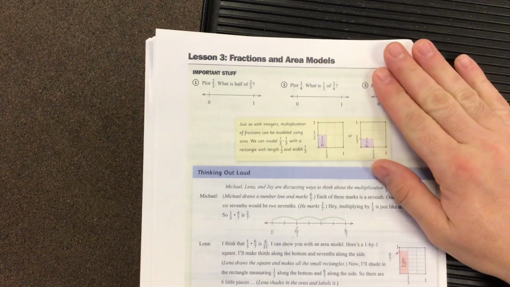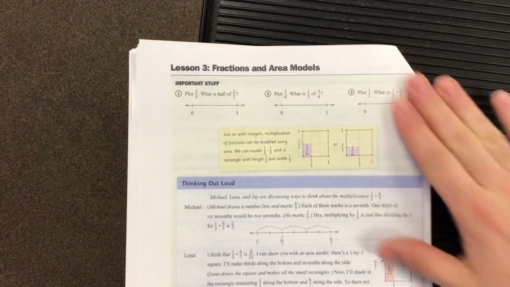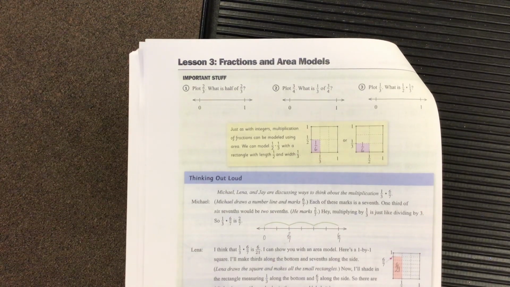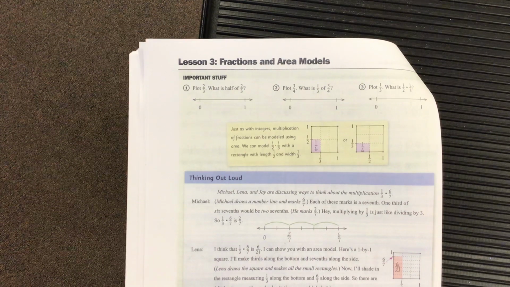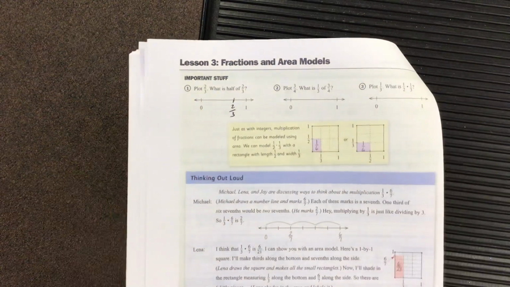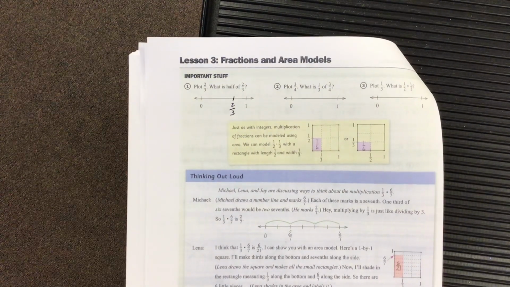All right, page 14. Fractions and area models. Shouldn't be a surprise here. Continue to talk about fractions. That's what the entire unit is on. So if you look at the first couple here, it says plot 2/3. Okay, so where does 2/3 go? Well, 2/3 would be 2/3 of the way to 1. So there's 2/3. And then it says, what's half of 2/3?